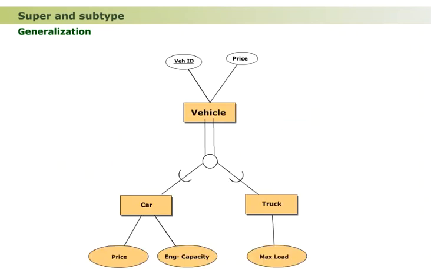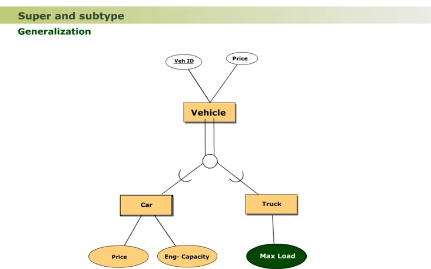shown. The subtype car has attributes color and engine capacity. It inherits all attributes of its supertype vehicle as it is an instance of it. Similarly, the subtype truck has attribute maximum load. It also inherits all attributes of its supertype vehicle as it is an instance of it.